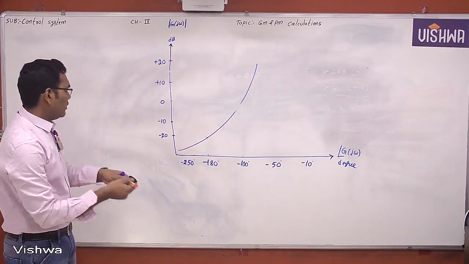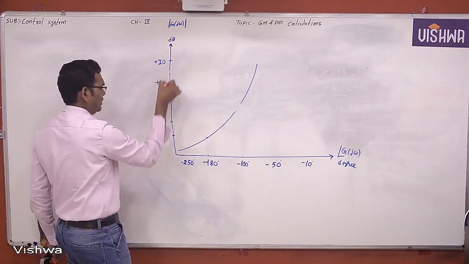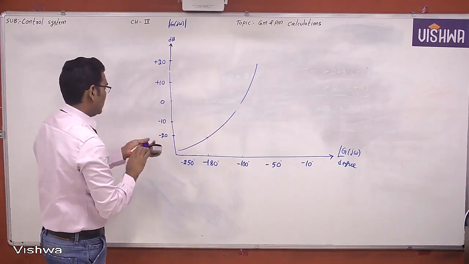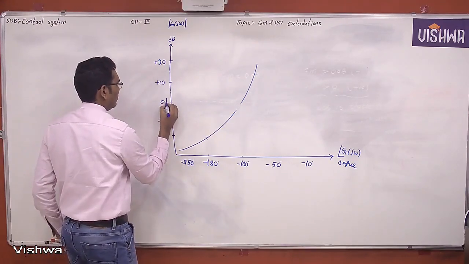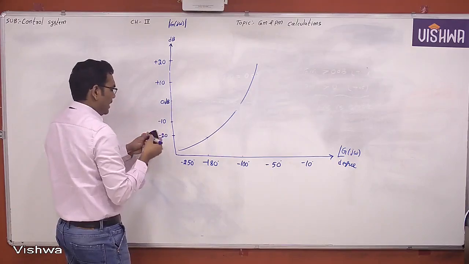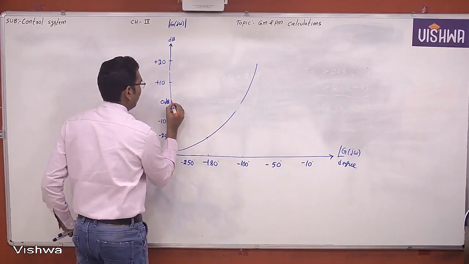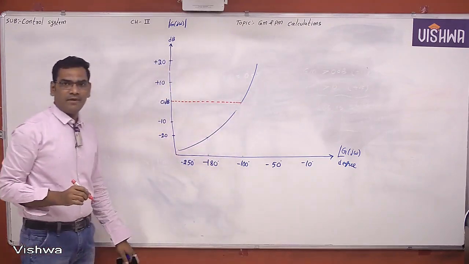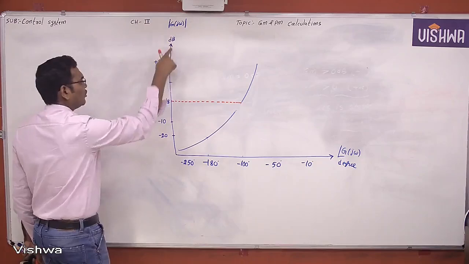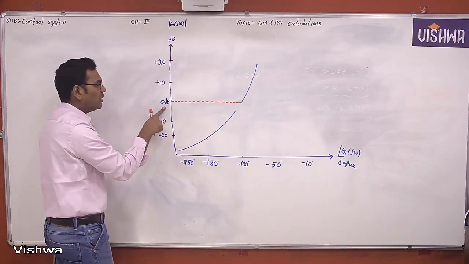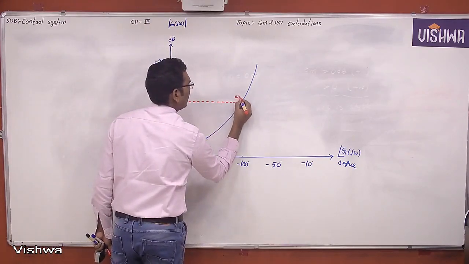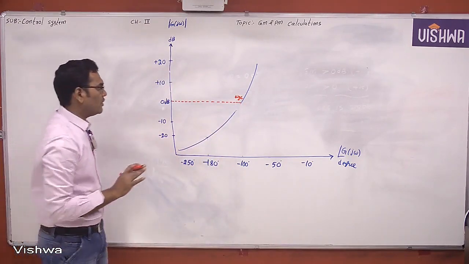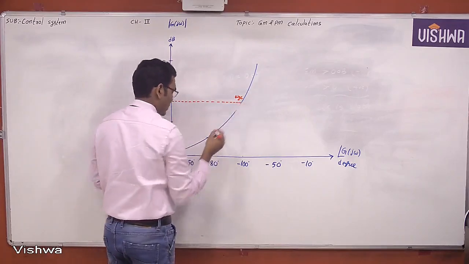See here. Now this is the 0 dB line. Can I extend this 0 dB line to the plot? The plot will touch at a particular frequency. Now when the magnitude of open loop transfer function is equal to 0 dB, this particular frequency is called the gain crossover frequency. I am not interested in the value of the gain crossover frequency itself.